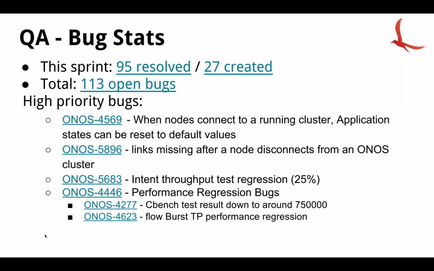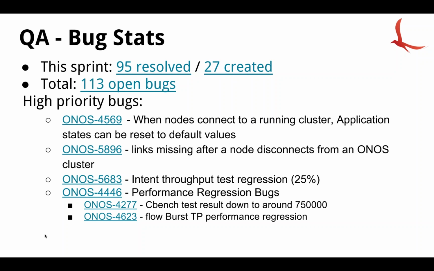So some bug stats. This sprint, there are 95 bugs resolved and 27 created, which leads us to a total of 113. And then there's a couple of high priority bugs. The top 2 are newer. The top one is when you restart a node, or when a node joins a cluster that's already running, the application states can be reset or change. So some applications will get activated and it's not consistent across all the nodes.